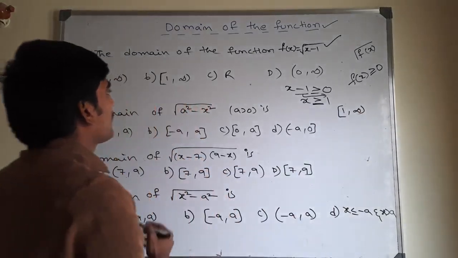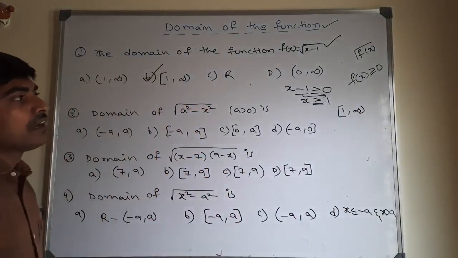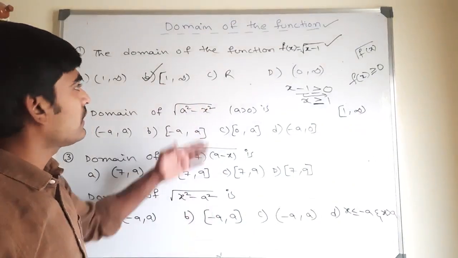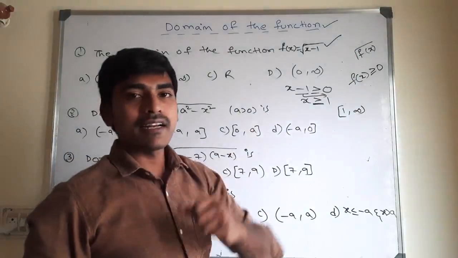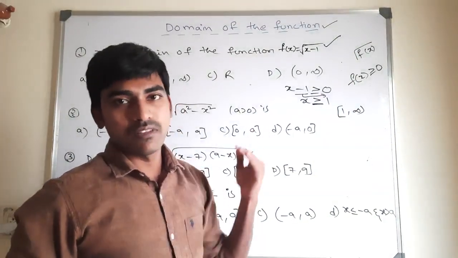So which option is correct then? Option B. How much time do you need to say the domain of this? For x minus 1, it is 1 to infinity. We can also say it directly. By practice we'll get that.